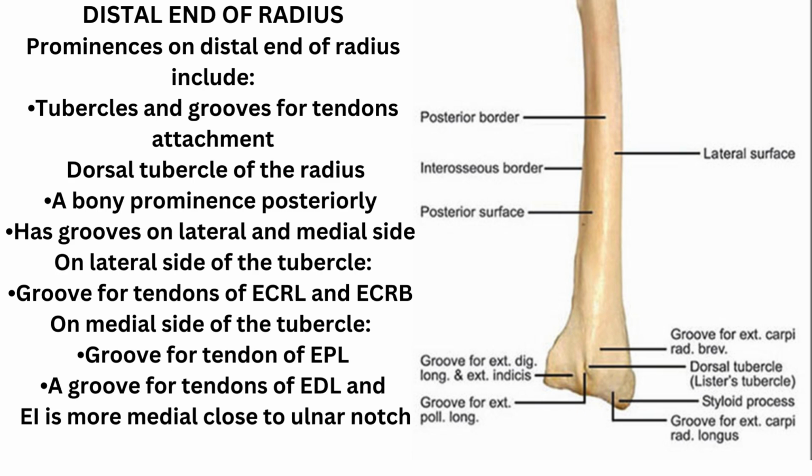In addition, more medially close to the ulnar notch is the groove for the tendons of extensor digitorum and extensor indicis. There is also an articular facet on the inferior surface of the distal end on the radius laterally for the scaphoid and medially for the lunate.